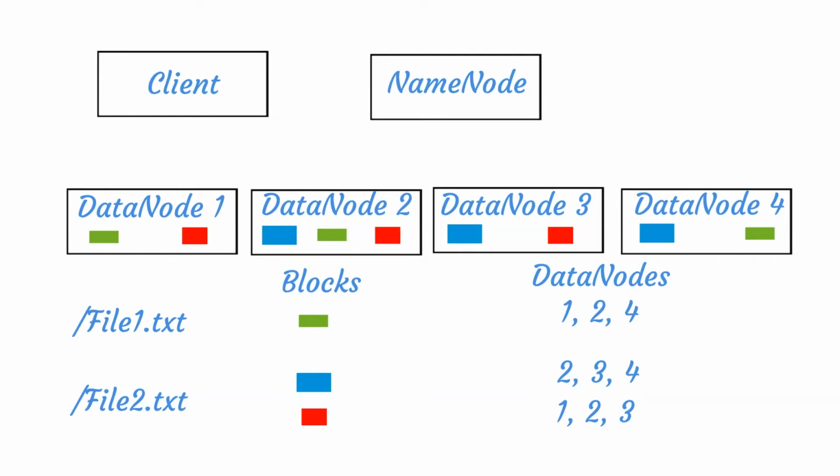As you can see in the picture, we have green blocks that are replicated on three data nodes: DataNode 1, DataNode 2, and DataNode 4. If DataNode 1 goes down, the user can read this file from DataNode 2 and 4.